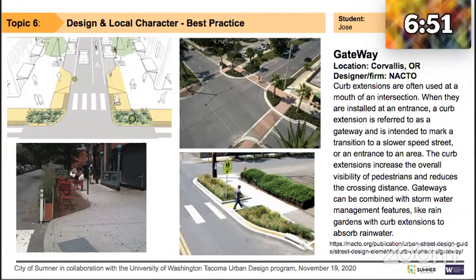The curb extensions also create a bottleneck effect by making the street more narrow and slowing down the traffic, making drivers more aware of where they're entering and making them aware also of pedestrians. You can also combine stormwater management features like rain gardens with the curb extensions to absorb the rainwater.